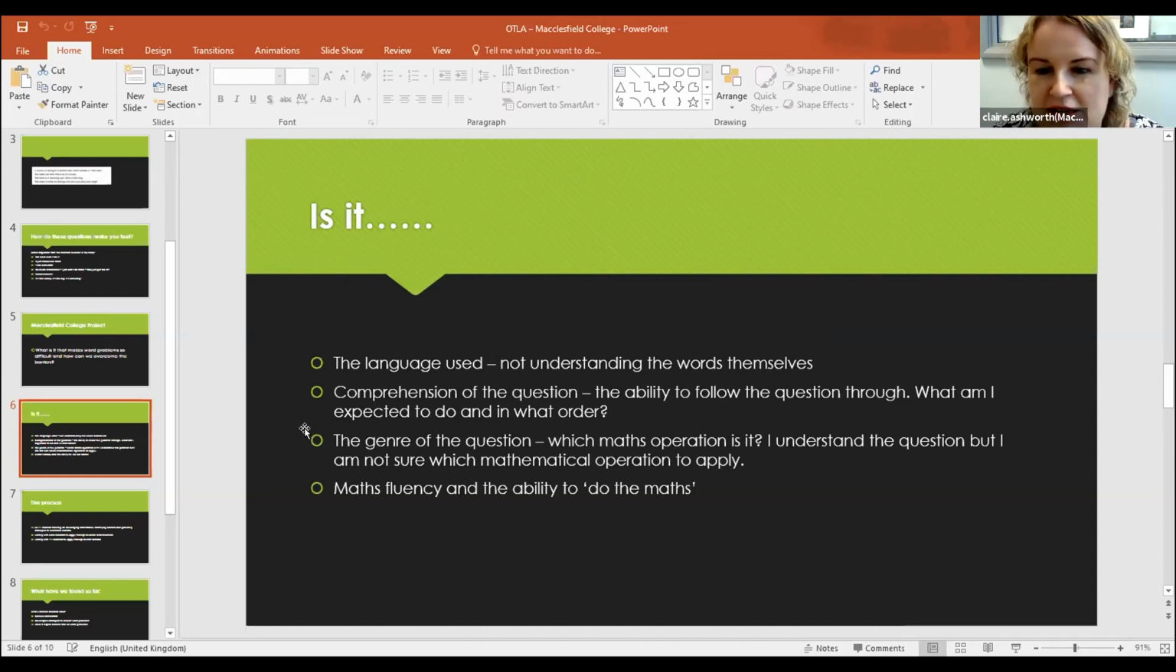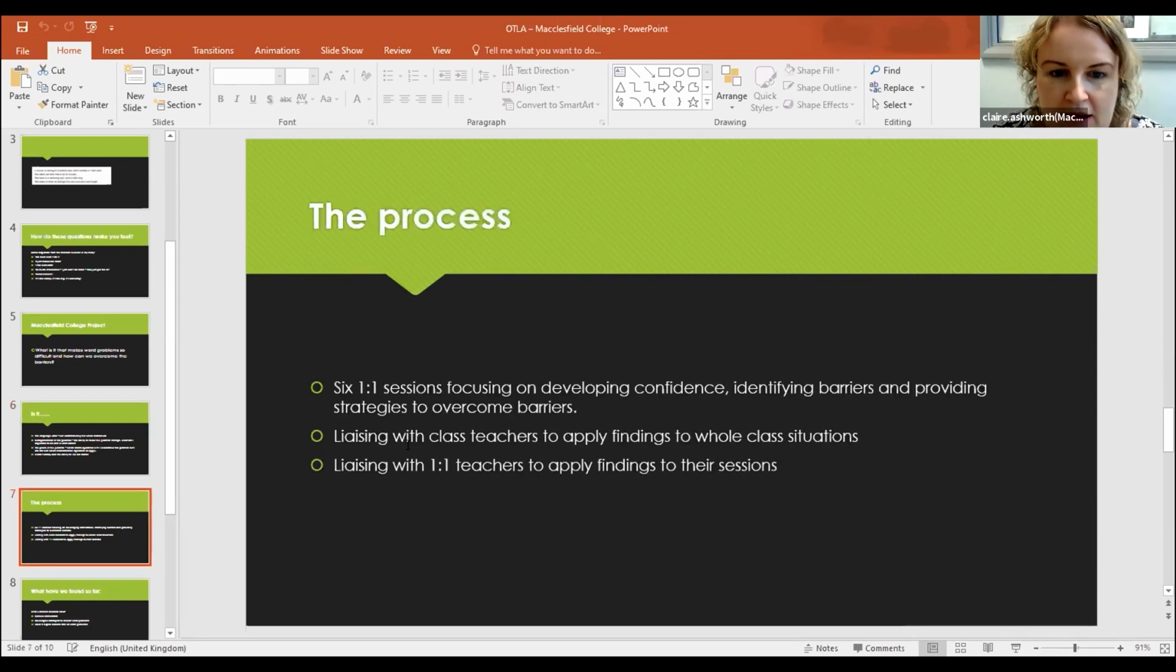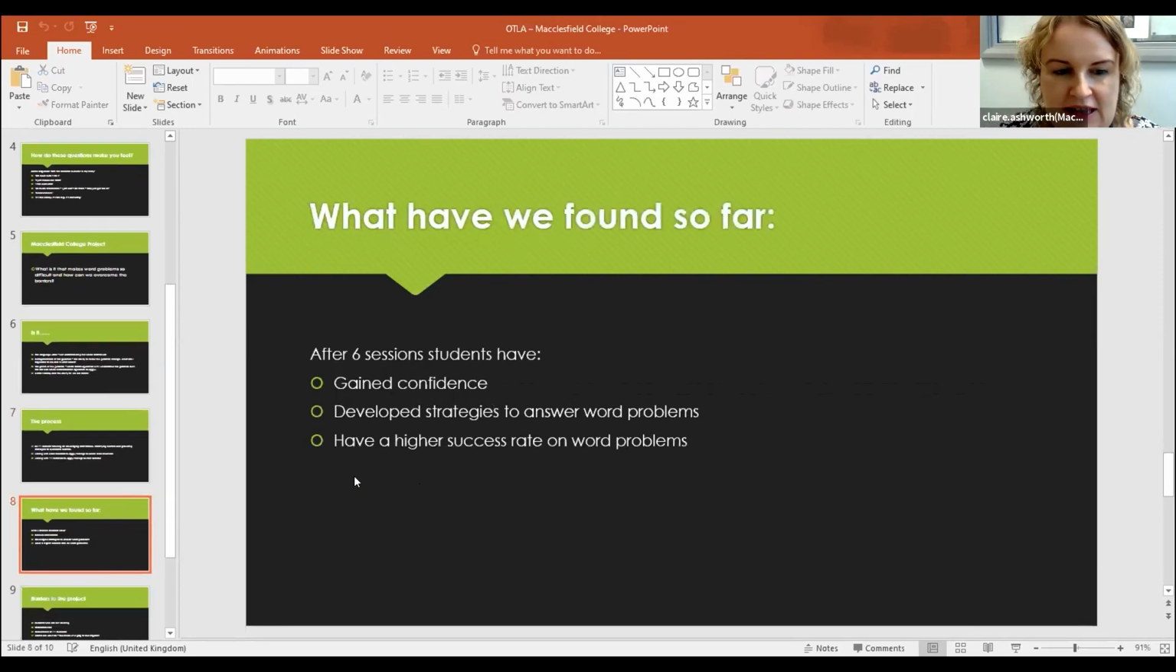So as I've progressed with the one-to-ones, I'm finding that different students have barriers. And what I'm trying to do with them is develop strategies to overcome those barriers. So I've done 6 one-to-one sessions with students, and I've done wave 1. So I've had my first cohort of students. I've been liaising with class teachers to see if they can apply my strategies and findings to their whole class situations. And I've also been liaising with the one-to-one teachers so that they can apply any findings to their sessions as well.